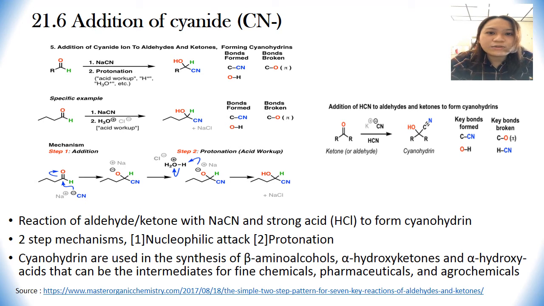It is a two-step mechanism where the first is the nucleophilic attack by the cyanide ion, and the second is protonation using the hydrochloric acid. The cyanohydrins are used in the synthesis of beta-amino alcohols, alpha-hydroxy ketones, and also alpha-hydroxy acids that can be used as intermediates for fine chemicals and also in the pharmaceutical industry.